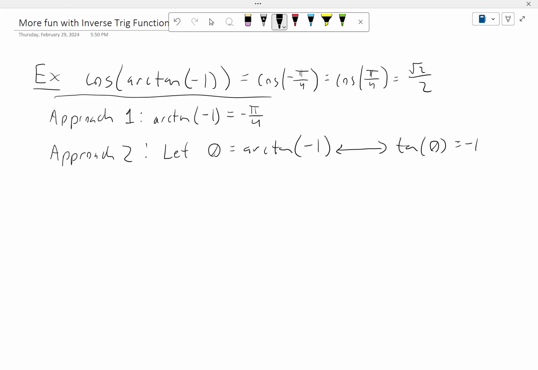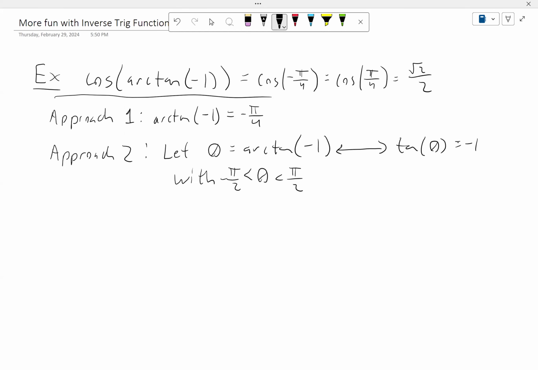But we know some things about this angle theta, right? The range for arctangent is negative pi over 2 to pi over 2, right? So I should say that let theta be equal to arctangent of -1 with theta between negative pi over 2 and pi over 2, right? Because those are the only things that we could get out of arctangent. Okay, so that means that this angle theta has to be either in quadrant 4 or in quadrant 1.